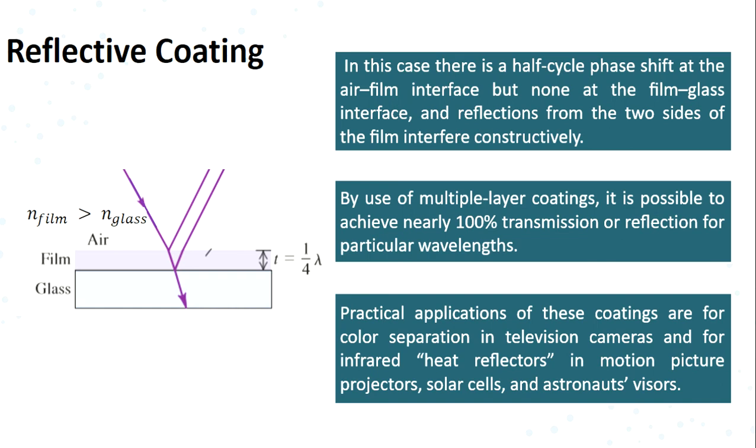So the difference between reflective coating and non-reflective coating is that non-reflective coating allows a certain wavelength of light to pass through the film or our optical material, while reflective coating allows for 100% transmission or reflection of light of particular wavelengths.